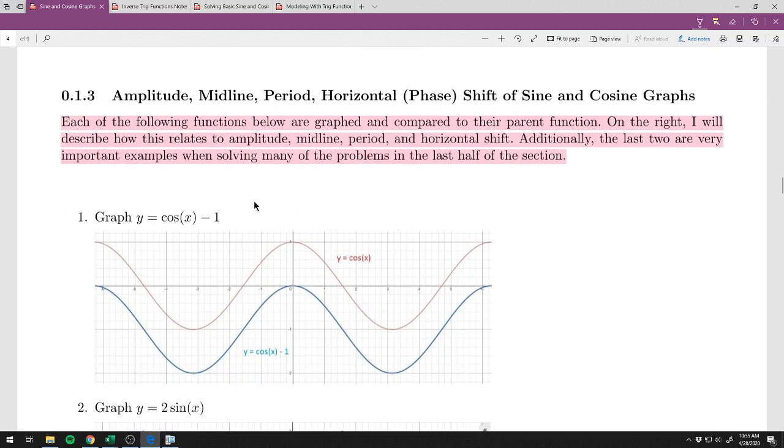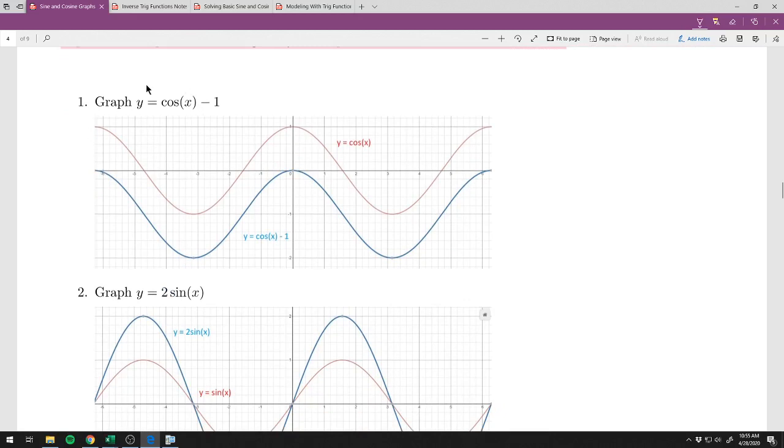Right, so each of the graphs below contain the parent function, which is just going to be y equals sine of x or cosine of x, and then the graph that I have listed here. And one thing I'll mention, the last two examples at the bottom are very important. All right, so the graph of y equals cosine of x minus 1. We take the graph of y equals cosine of x, and the minus 1 just tells us to shift down 1. It moves the midline down.